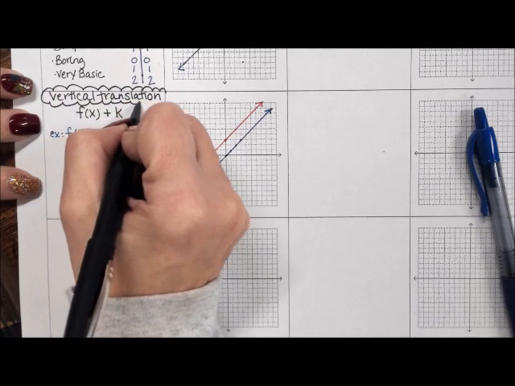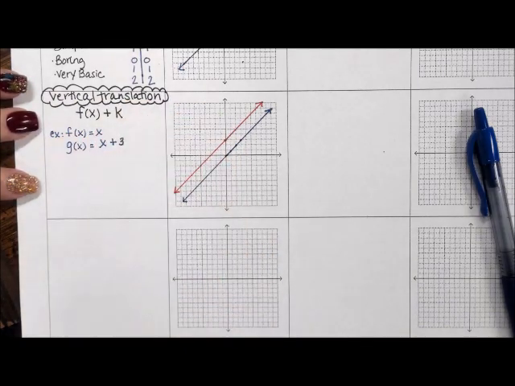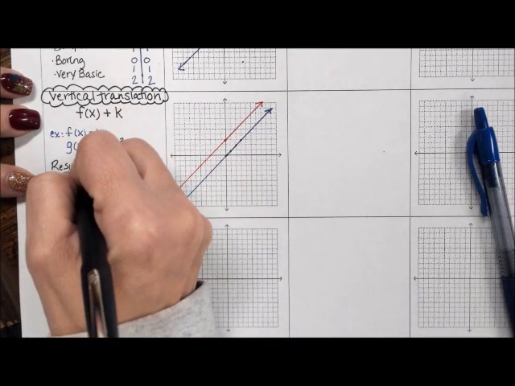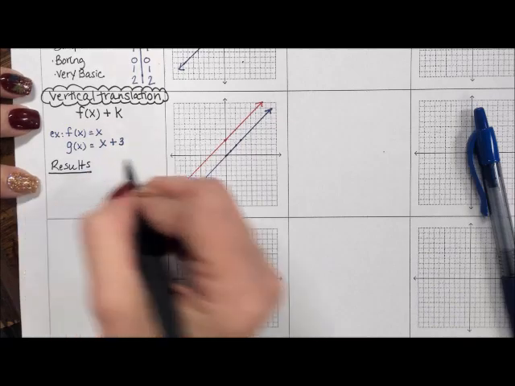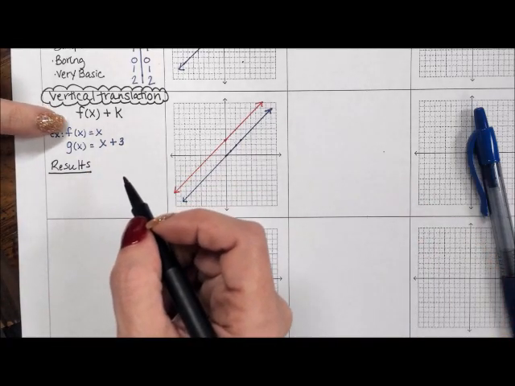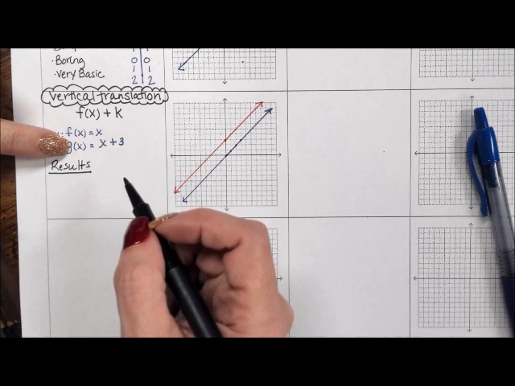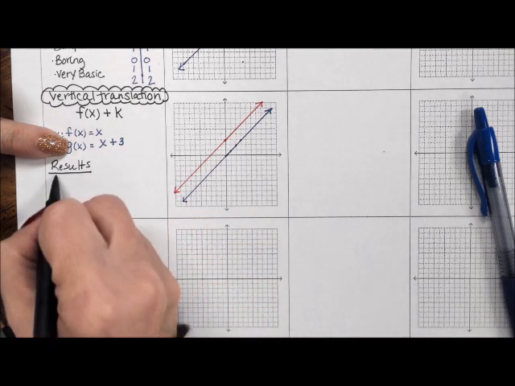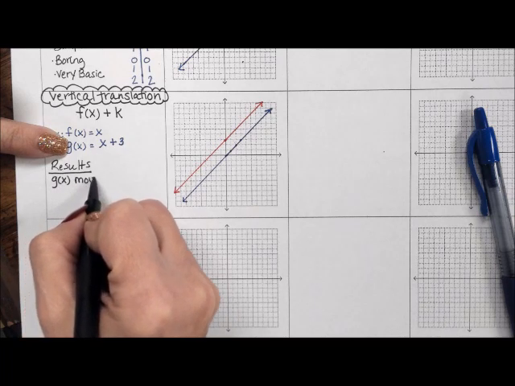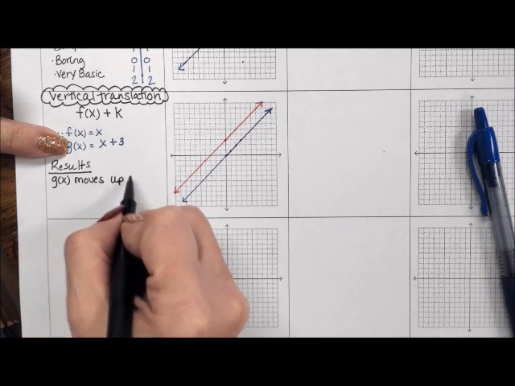We typically don't say, oh, I moved to Denton. Or we say that. We don't say, I translated to Denton the other day. Yeah, we don't do that. So when you're talking about translations, you talk about what happens. What's the result? What is the result of f of x when it's transformed into g of x? The result is that g of x moves up 3.